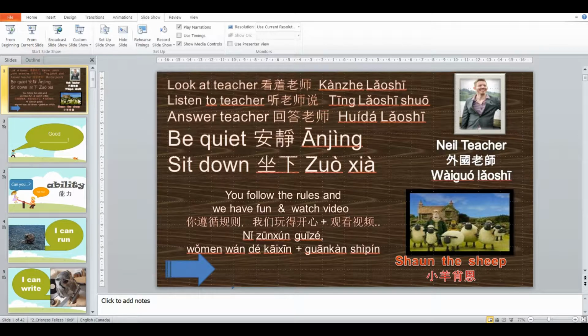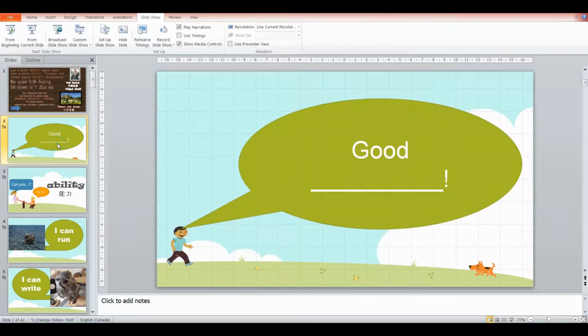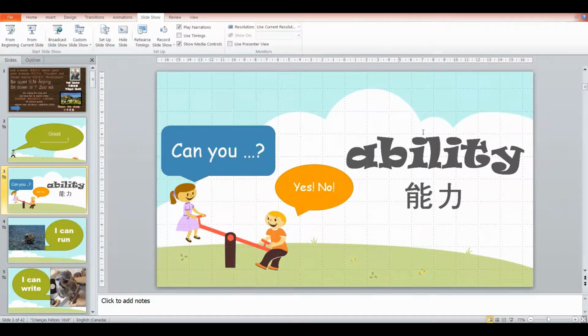My first slide is always a rule slide as we go over the rules at the start of every class, just to remind the students. And then I'll have the students give me the greeting and we'll go over the greeting as well. So this class is about ability, so a lot of action verbs, very simple action verbs, and I use that along with the modal verb can to give sentences.